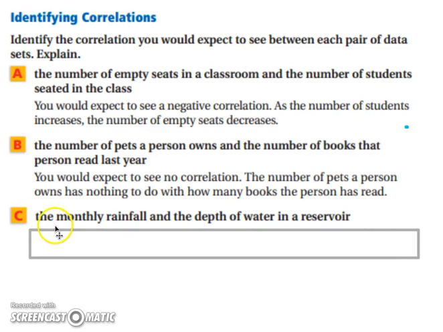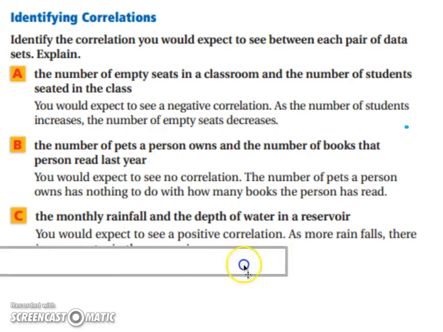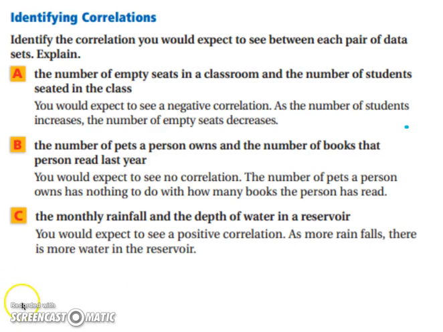Now let's look at C. The monthly rainfall and the depth of water in a reservoir. As the month goes on, the depth of water is going to grow with more rainfall. So you should see a positive correlation.